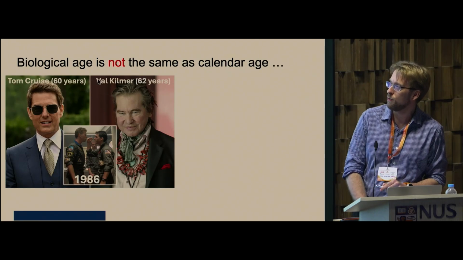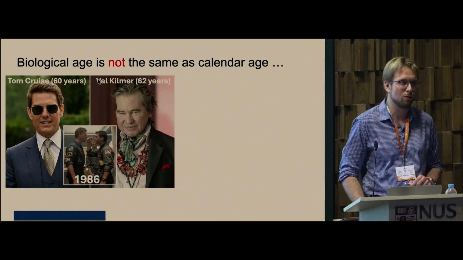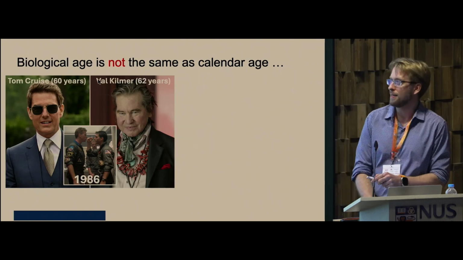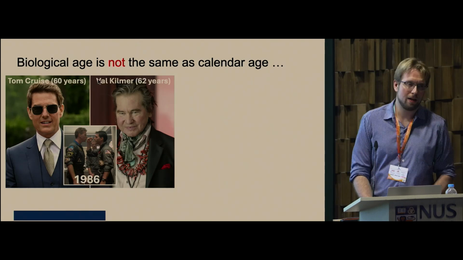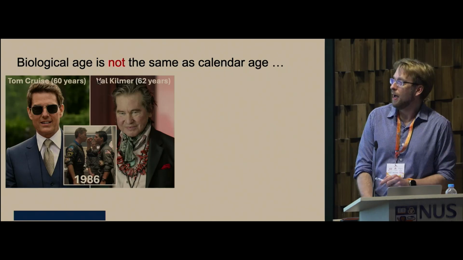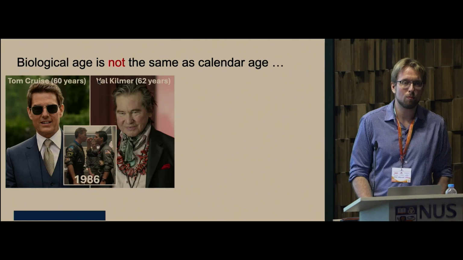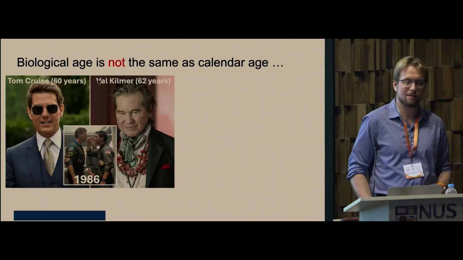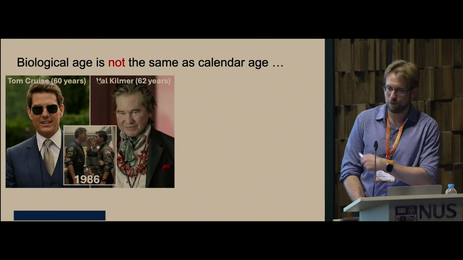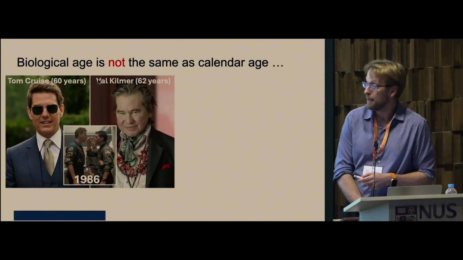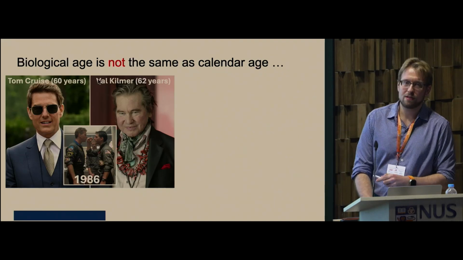If you look at Tom Cruise at 60 and Val Kilmer at 62, their chronological age difference hasn't changed from 2 years, but their biological age difference is quite large. In fact, Val Kilmer just died, and Tom Cruise is just releasing more movies where he's hanging outside of planes and jumping motorcycles off mountains. So there's a big biological difference in their state now.